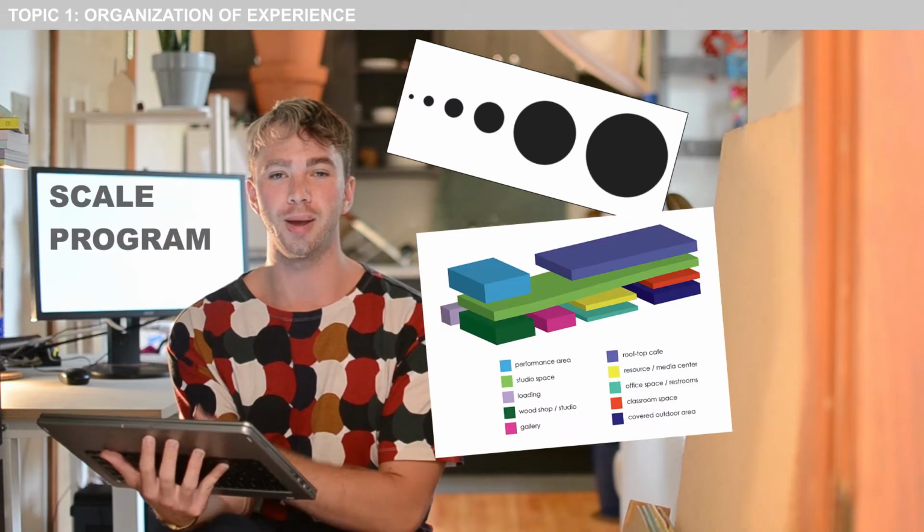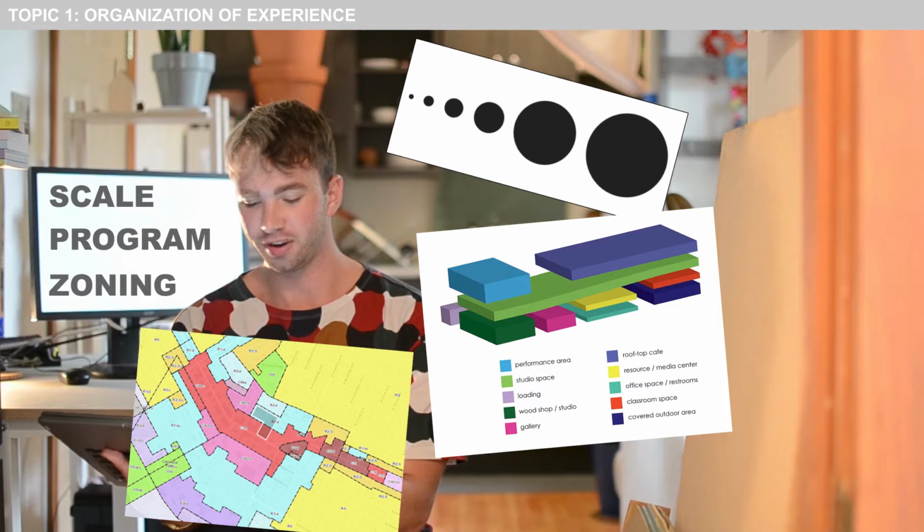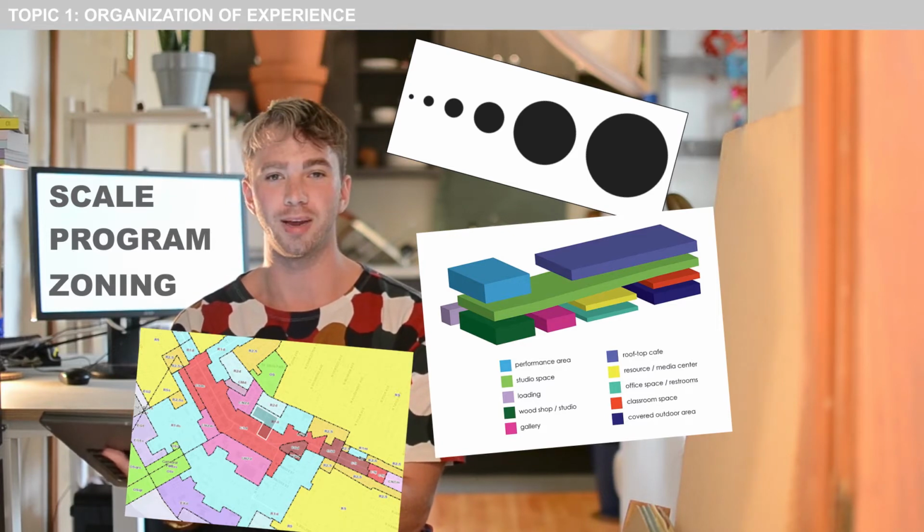Today I want to talk to you guys about the organization of experience. I'm going to cover 3 different terms, which are scale, program, and zoning. And I'm going to walk you through what those mean, the definitions, their importance to architecture, and then we're going to go into some examples.